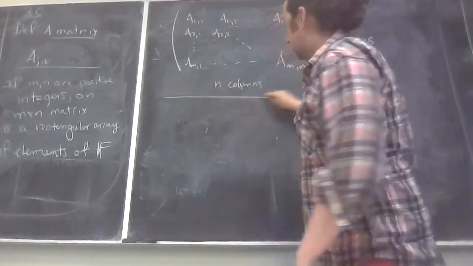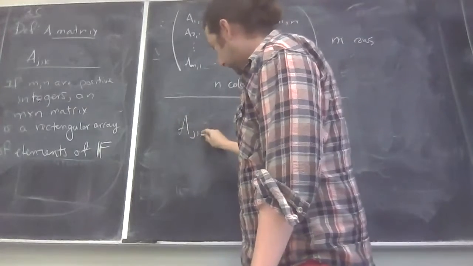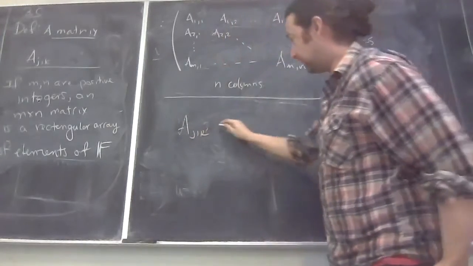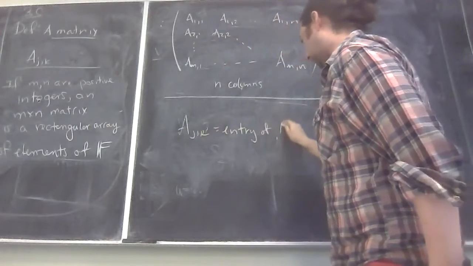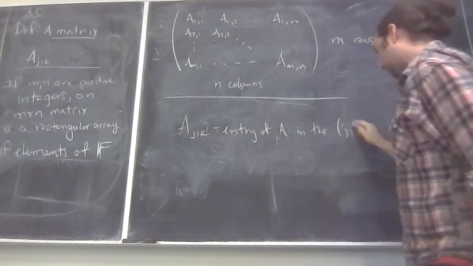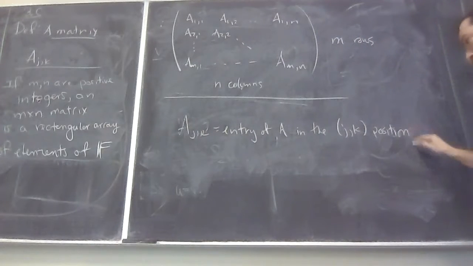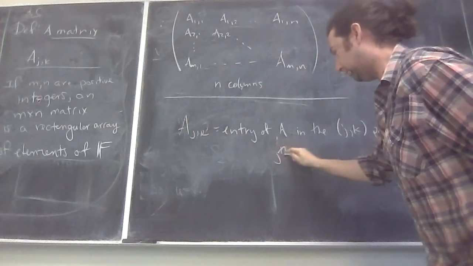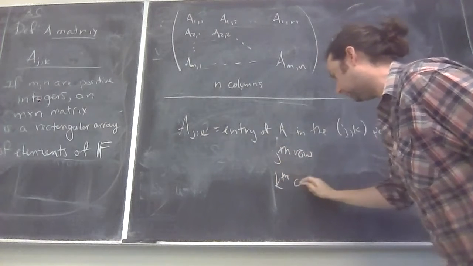Okay. So if I ever write A_JK, what I mean is the entry A in the JK position, which also means the jth row in the kth column.